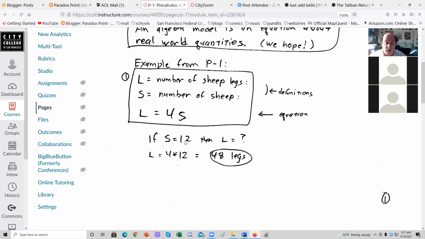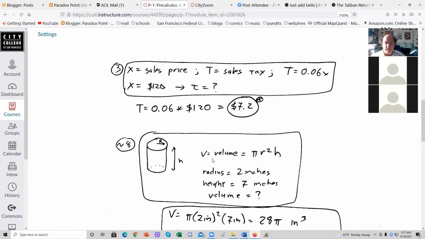So if they have 12 sheep, how many legs? 4 times 12 is 48 legs. Let's say X is a sales price and T is a sales tax. So T is 0.06X. All right. So $120 in sales means what tax? Well, 0.06 times 120 is $7.20.